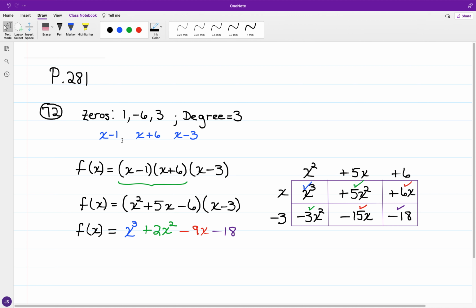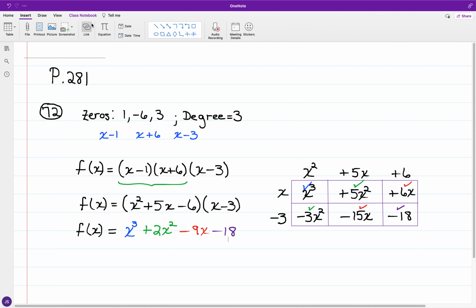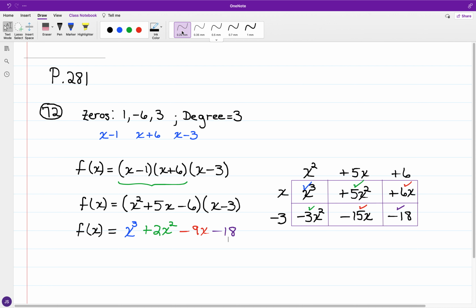Question? In the first trinomial you had negative 6, and then over here you have positive 6.